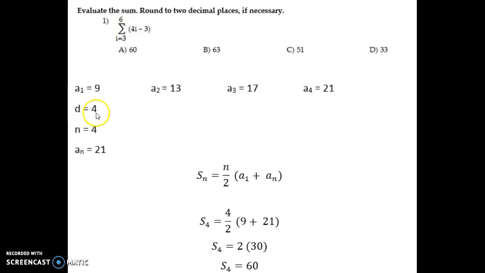Now d here is the difference between each term, and just by calculating the first few terms, you can see that each term gets 4 larger. And we don't need d in this formula, but if you're using the formula where you don't know the last term, then you do need to use d. And n is the total number of terms there are, and going from 3 to 6 is a total of 4 terms. And so we plug these values in here to the formula, and then it's just reducing, and you'll get that the sum is 60.